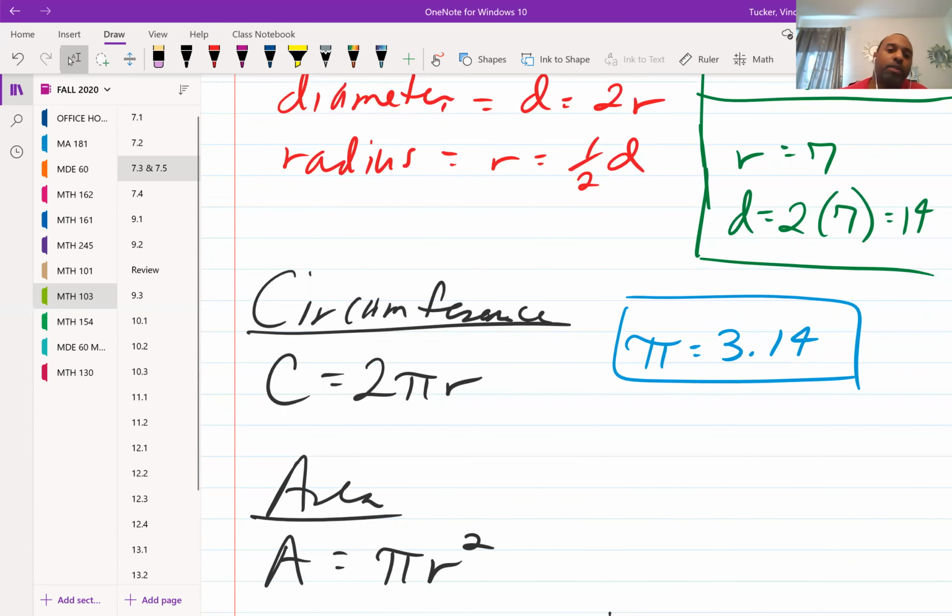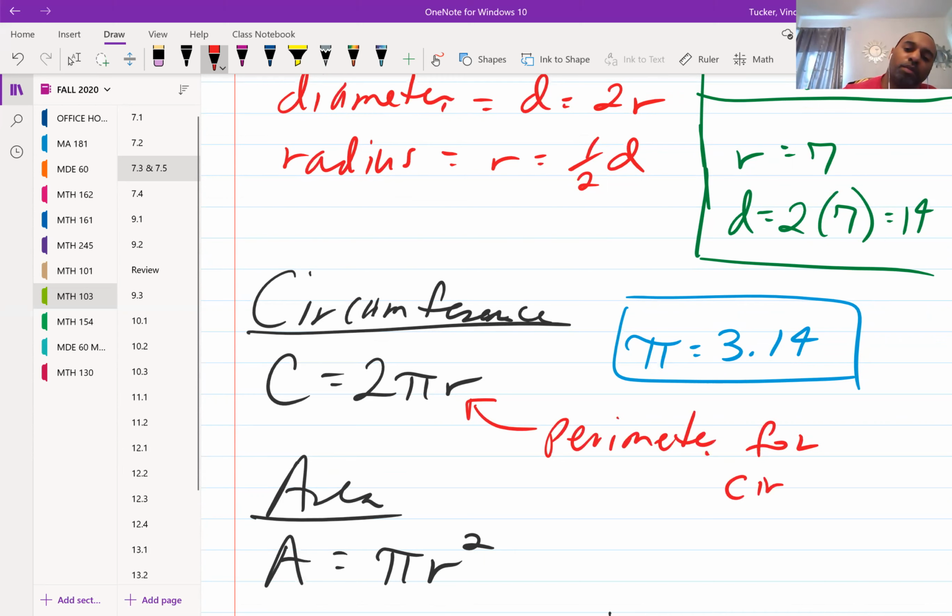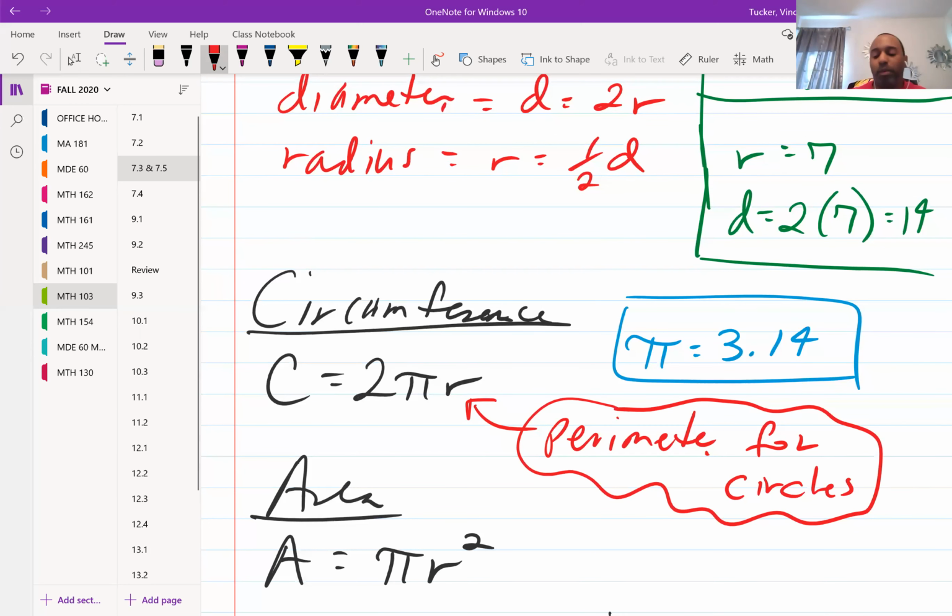All right, circumference is going to be C equal to 2 pi r. Area is pi r squared. Your circumference is the perimeter for circles. They just don't call it the perimeter because the perimeter is adding up all of your sides. Circumference is the distance around the circle.